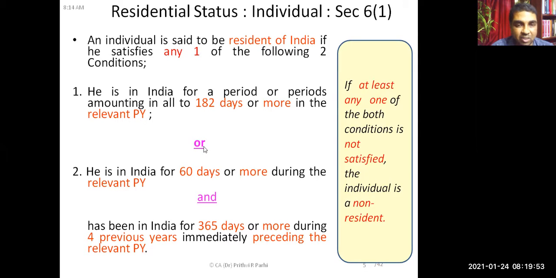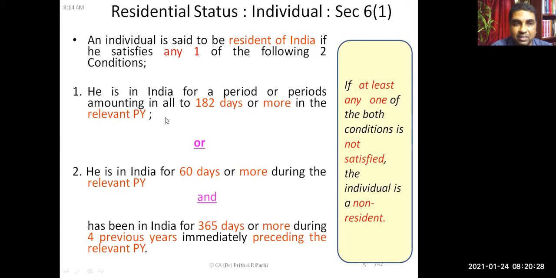The second, alternative condition is that he is in India for 60 days or more during the relevant previous year, and he has been in India for 365 days or more during 4 previous years immediately preceding the relevant previous year. So either of these two conditions has to be satisfied. We have discussed this in detail in our previous class. Those who are joining today for the first time can refer to our recorded classes available on YouTube. Now, conditions I think you have understood, right?